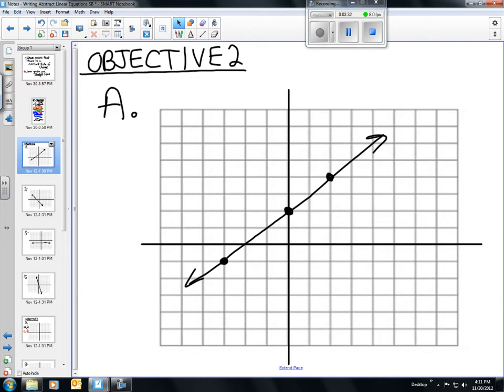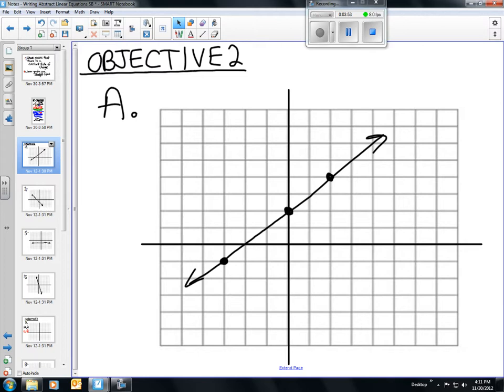Objective 2 says this: write the equation of the line given on the graph. Here we're given part A, which, by the way, was on the separate graph paper that you have. We want to write the equation of this line. And we know that it's a linear equation because it's a straight line. It's increasing at a constant rate.